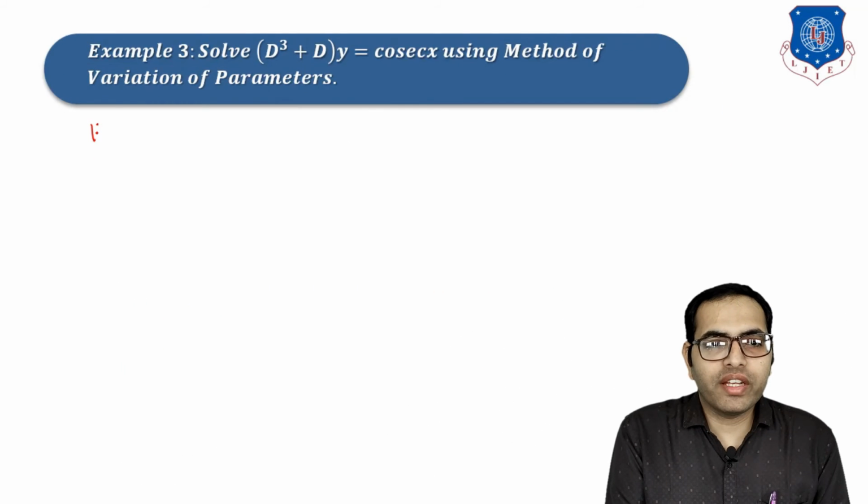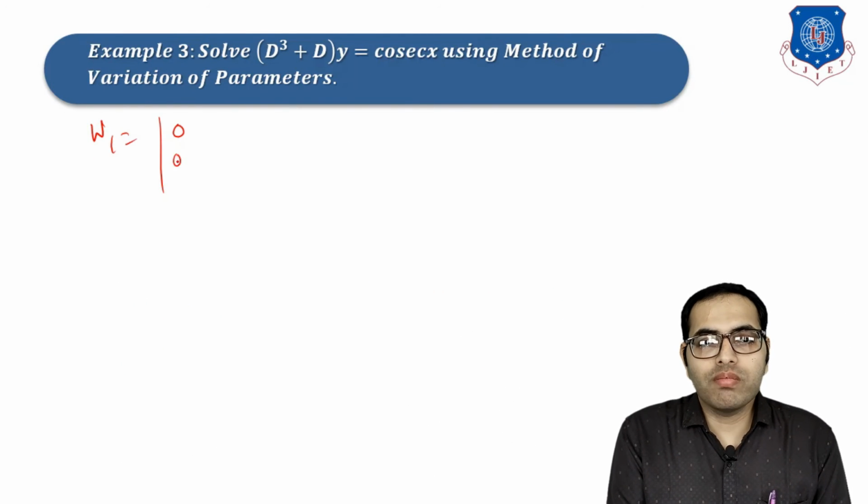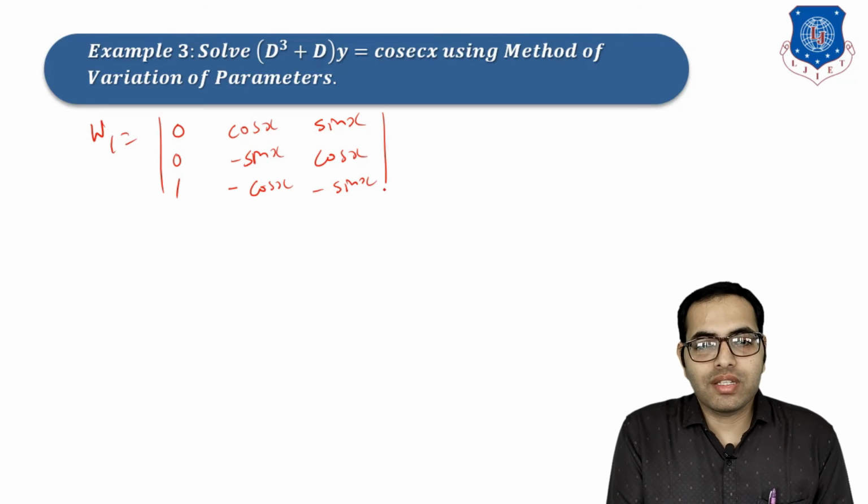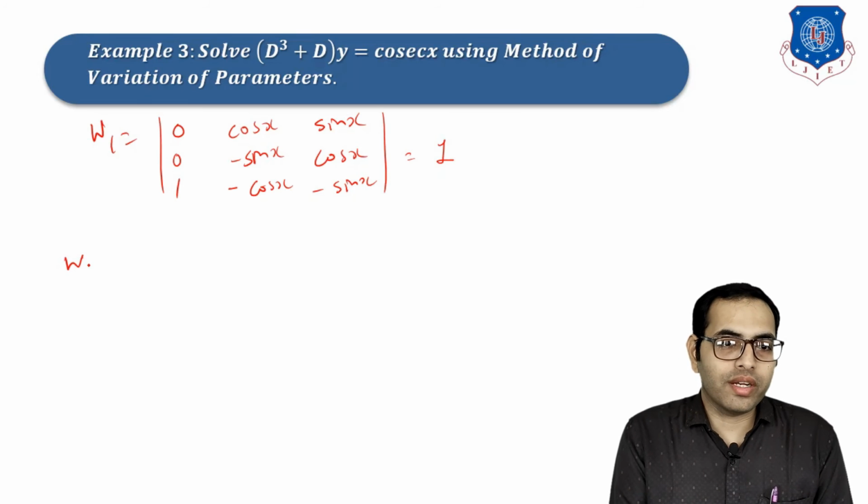Then after we find the w1, w1 has a formula: first column 0 0 1, second and third columns the same as in w, then cos x, derivative of cos that is minus sin, derivative of sin that is cos x, then last one has sin x, derivative of sin which is cos, then minus sin x. Expanding this determinant, that will give you 1.